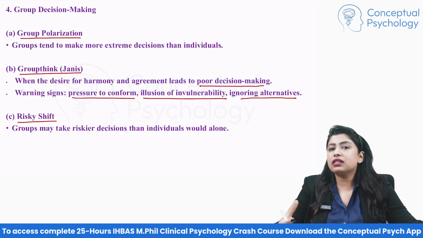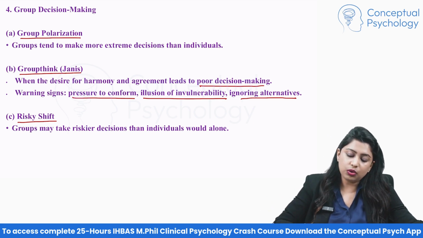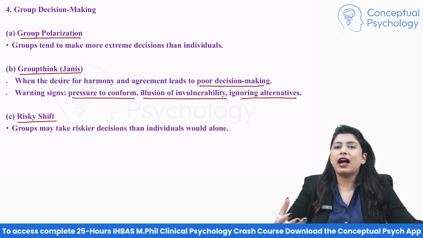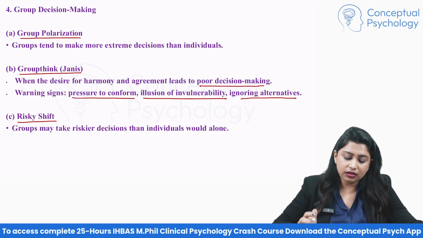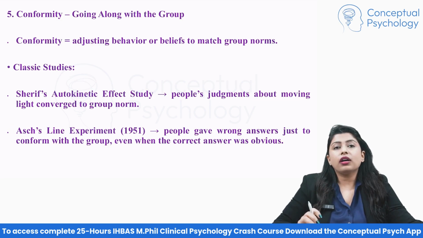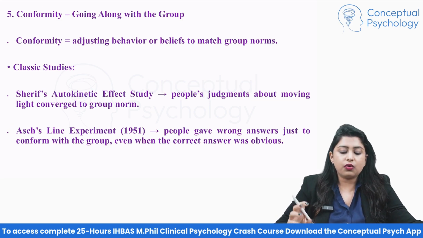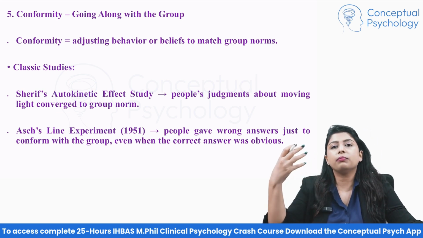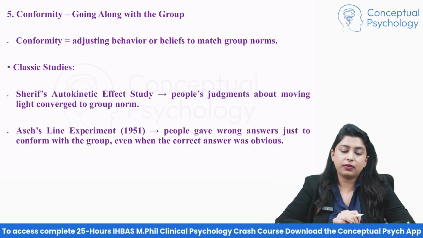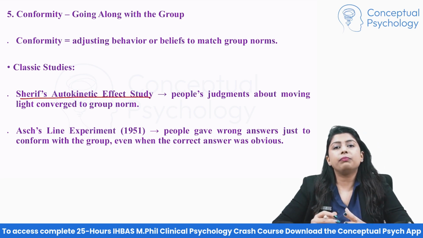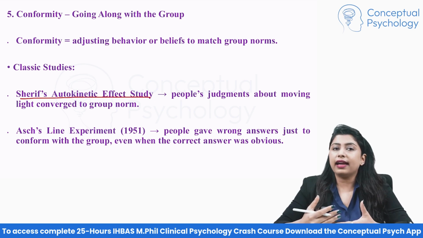Now, talking about risky shift. Groups may take riskier decisions than individuals would alone. Here, investment teams make high-risk financial choices under group influence. That is an example of risky shift. Talking about conformity, which is going along with the group, conformity is adjusting behavior or belief to match the group norms.